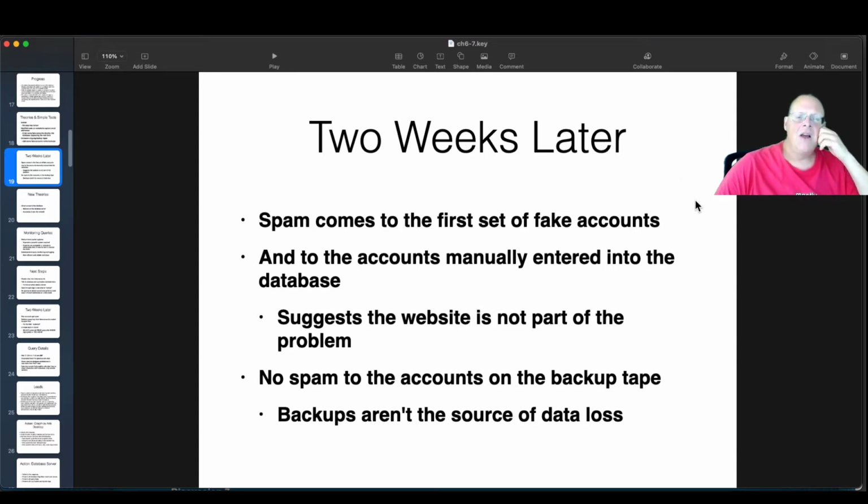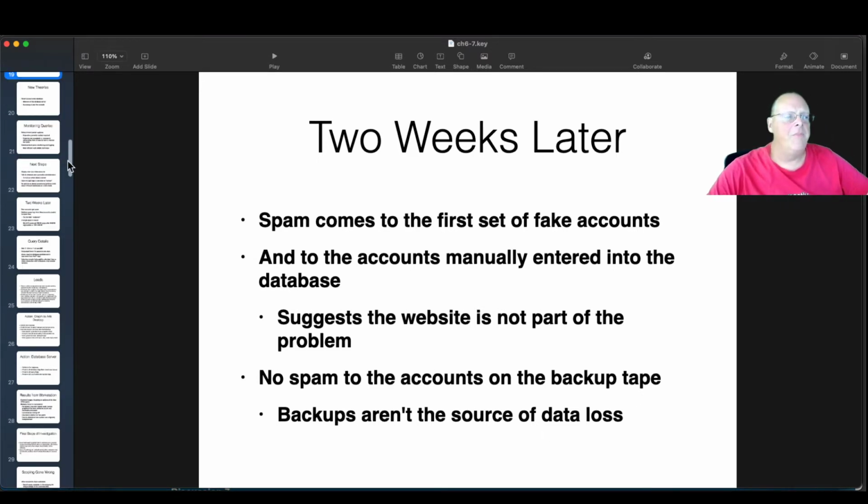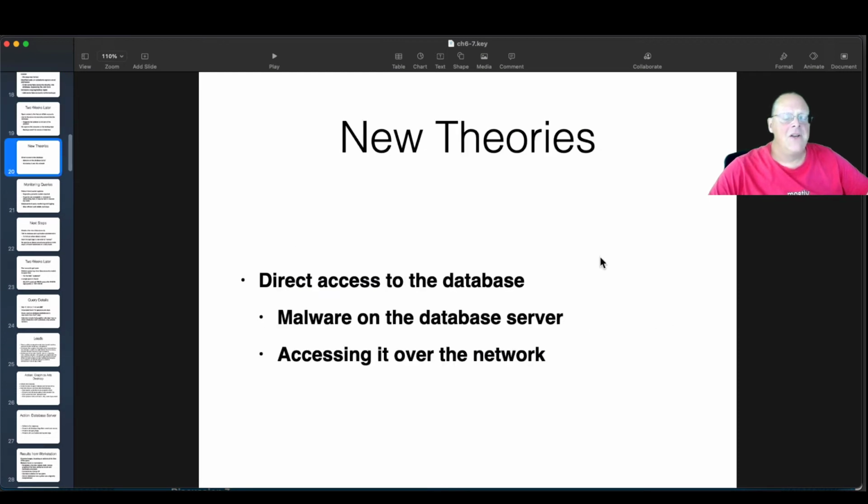So wait a couple weeks and spam starts coming in. So it goes to the accounts in the database and the accounts manually entered in the database, so the website is not the problem. It does not go to the accounts that were only on the backup tape, so it's not the backup tape, and all this sounds extremely plausible. All right, so now you've got new theories.